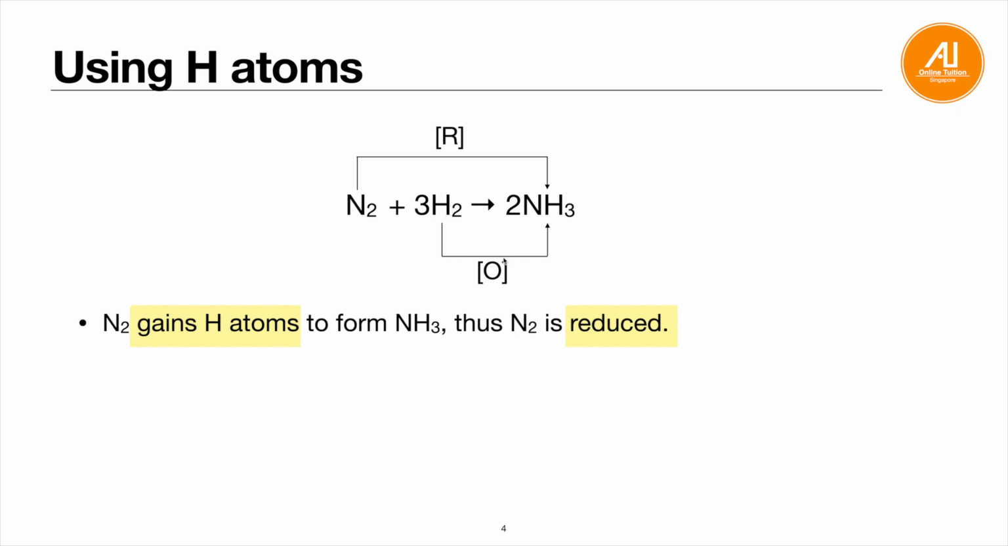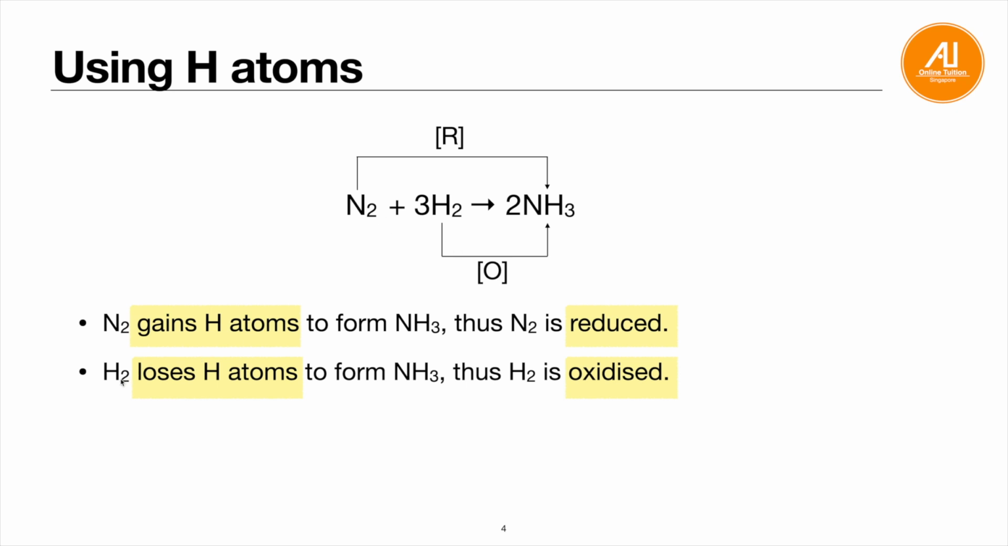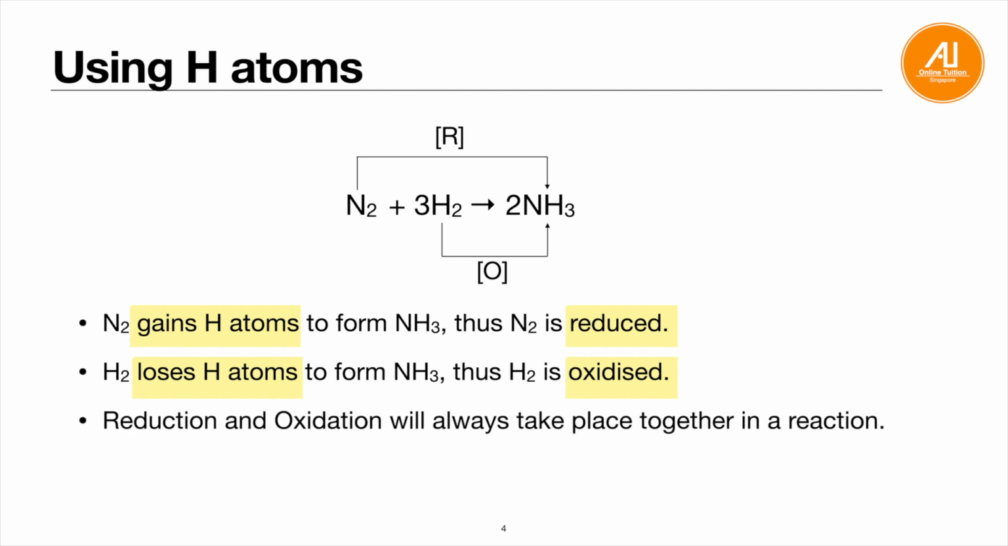Next, what about hydrogen gas? After the reaction, it will be oxidized. Why? Because H2 loses hydrogen atoms to form NH3. Thus, H2 is oxidized. It is actually not very clear going from H2 to NH3, so an easy way to see it is: if one of the reactants is reduced, the other reactant will be oxidized. Same thing again, oxidation and reduction always take place together in the reaction. So far we ran through oxygen atoms and hydrogen atoms.